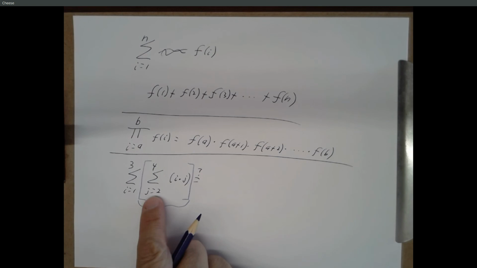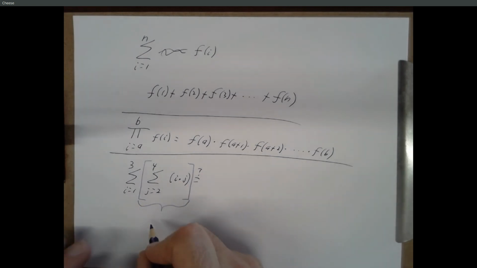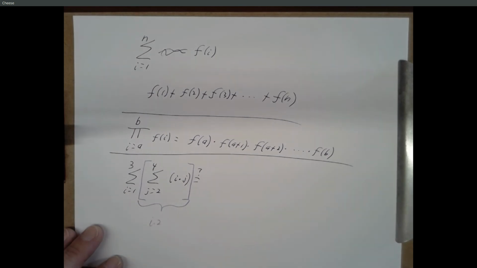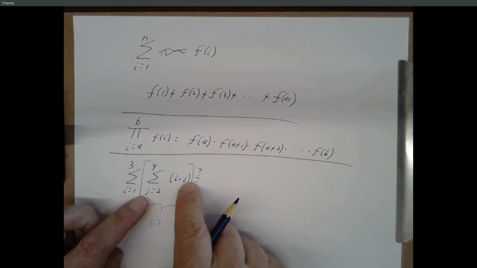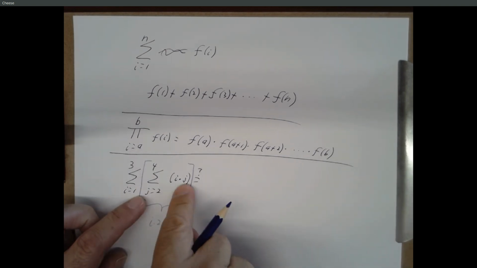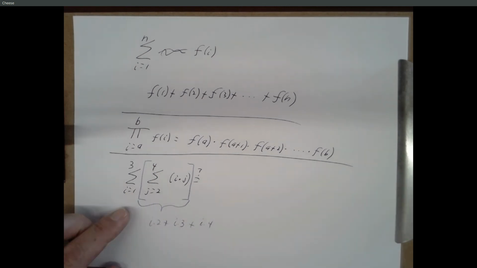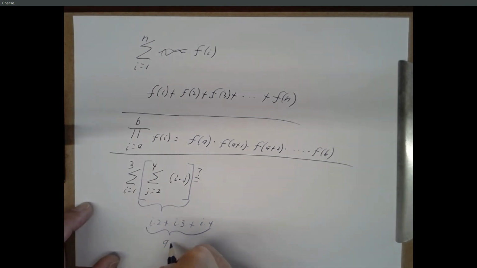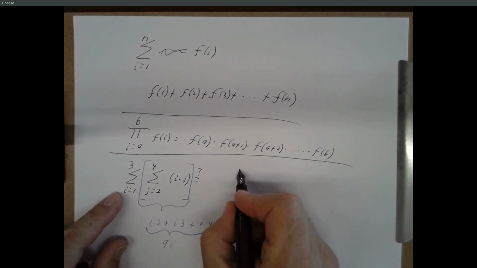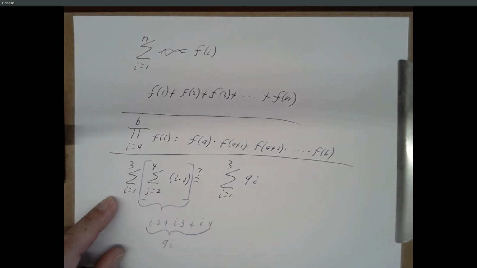This says set j equal to 2 and evaluate the expression i times j. Well, that's i times 2. And then set j equal to 3 and evaluate i times j. That's i times 3. And then set j equal to 4, that's i times 4. And add these together. If you do that, this turns out to be 9 times i. So we can rewrite this as the sum from i equals 1 to 3 of 9 times i.